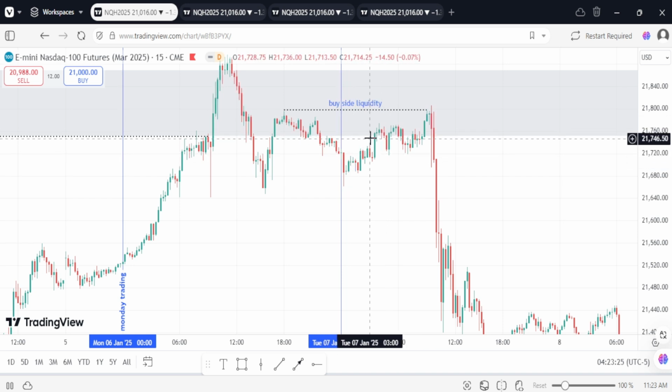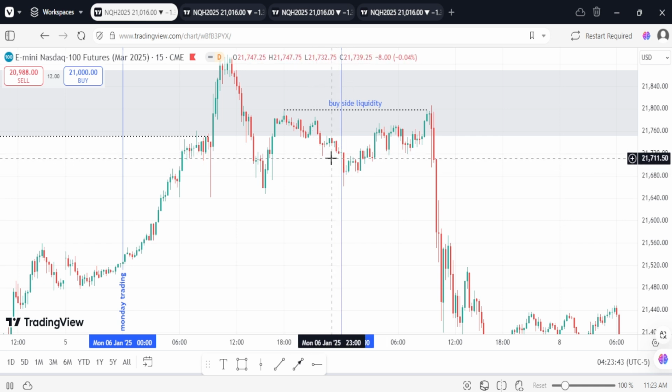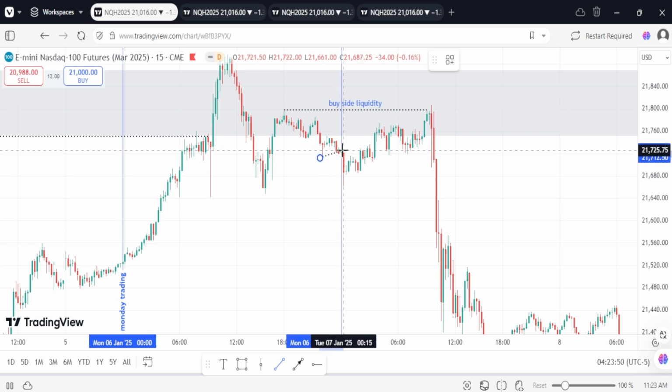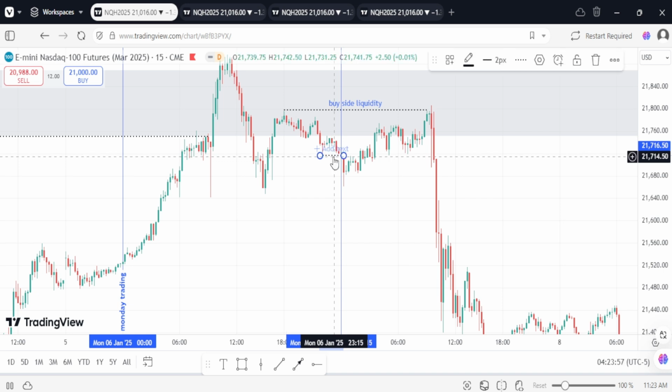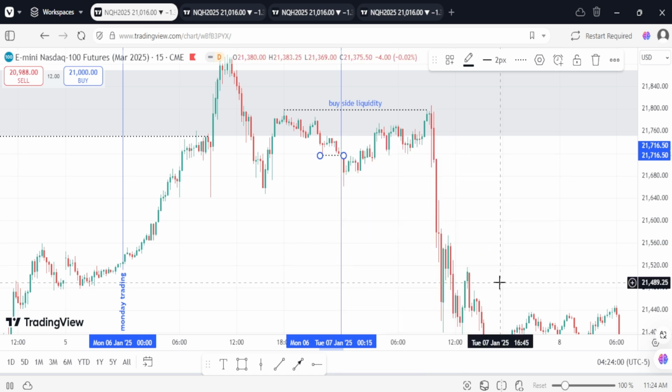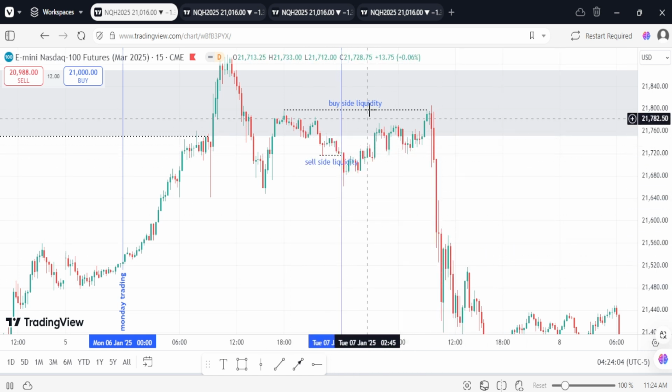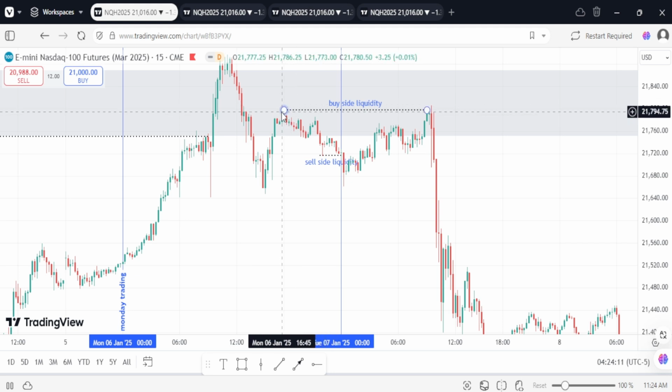Then this is Tuesday. Price went a little higher, consolidated here, and went to sweep this liquidity. You can see that on Tuesday this candle swept this liquidity here also. So we can mark this as a sell side liquidity. Of course, it's a small one, but still it is a sell side liquidity. On Tuesday, the candle went straight ahead to take this liquidity, that short-term old high.